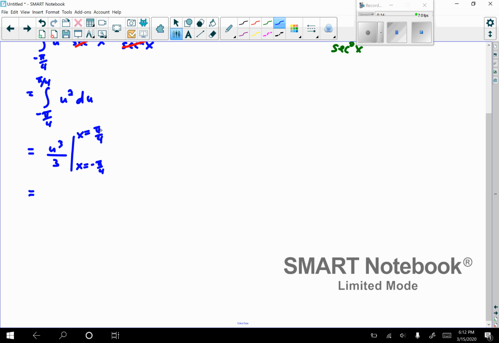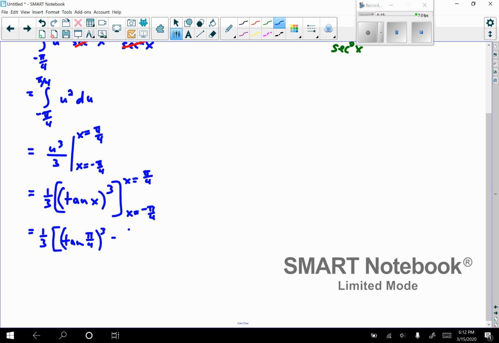So at this point, to use them, I want to bring this back in. I'm going to say 1/3 of tangent x cubed. And now the x values are what we can plug in. So this becomes tangent of pi over 4 cubed minus tangent of negative pi over 4 cubed. Tangent of pi over 4 is 1. Tangent of negative pi over 4 is negative 1. This will give us 2 and a third of 2, giving us 2/3 here.